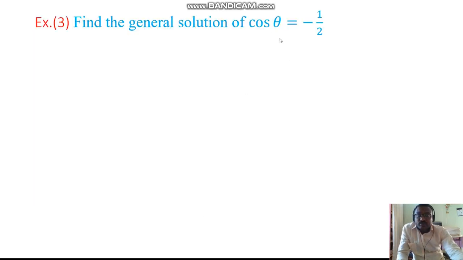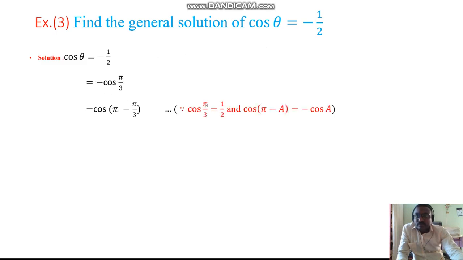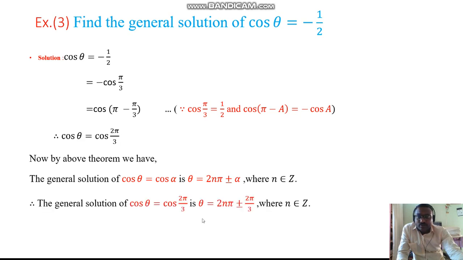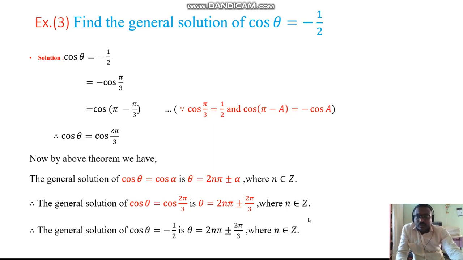Now cos theta is equal to minus 1 by 2. Since cos pi by 3 is equal to 1 by 2, and in the second quadrant cosine is negative, therefore cos of (pi minus a) is equal to minus cos a. Using this formula we can write cos theta is equal to cos 2 pi by 3. And now again by the theorem, replace alpha by 2 pi by 3, and we get the general solution. It is very simple using the formula.